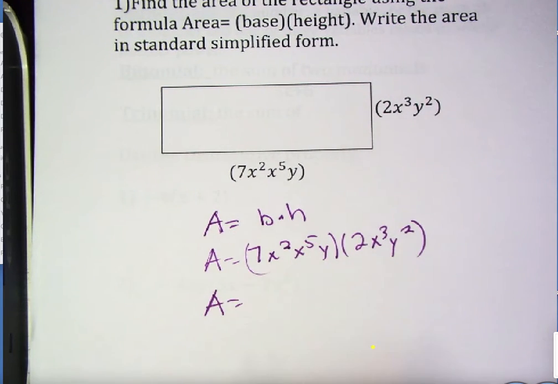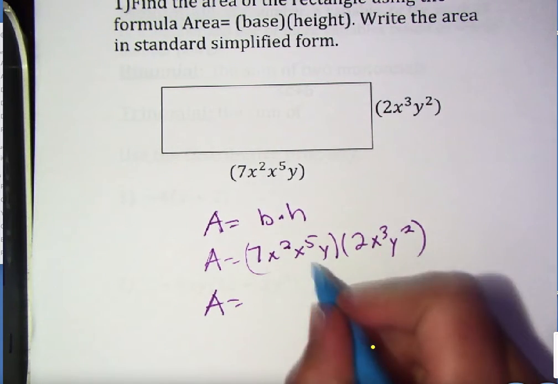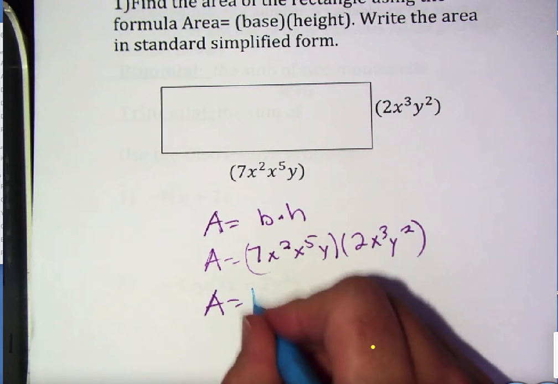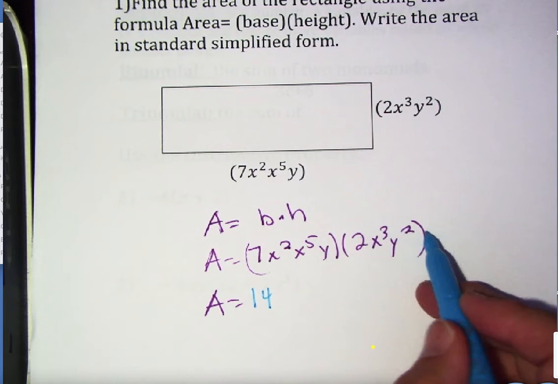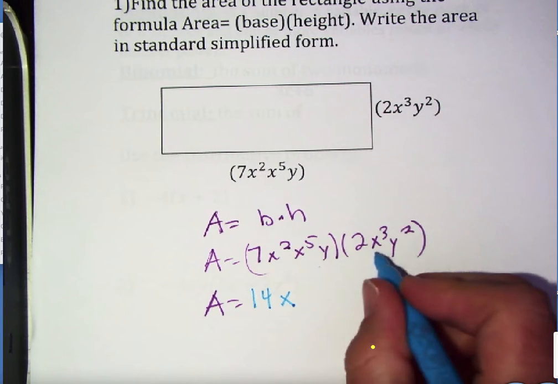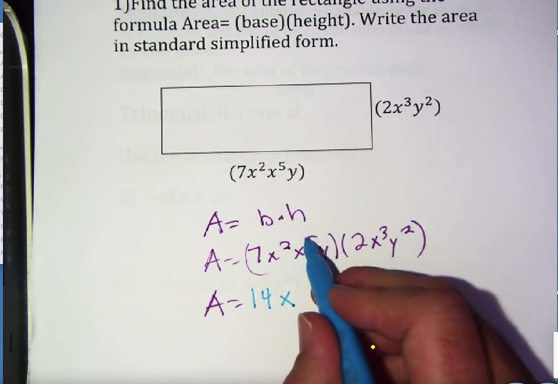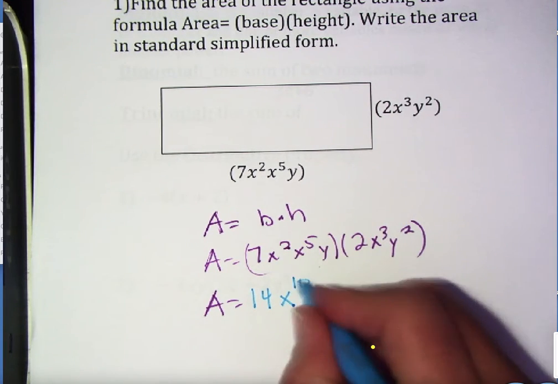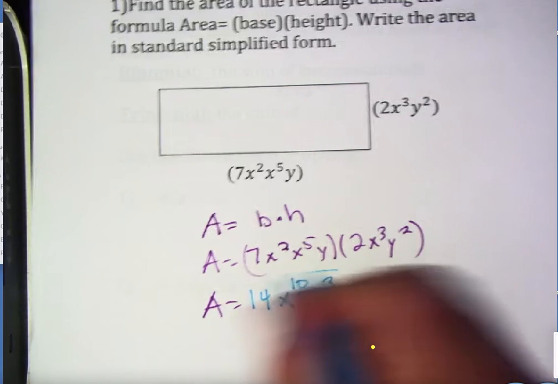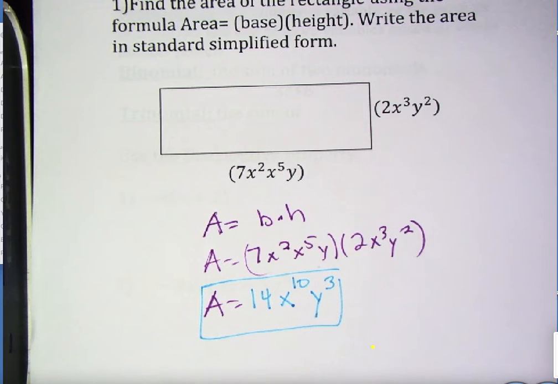So what was the rule? I usually invite somebody up. The rule is when you're multiplying, we're trying to write a monomial in standard form or simplified form, you multiply any coefficients and then any of the bases. If you have like bases and you're multiplying, you can add the exponents. 2, 5, so we get 10. And then like bases, y and y squared, y to the third. There we go. 14x to the 10th, y to the third.